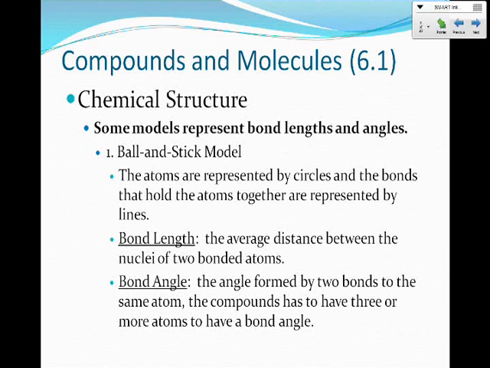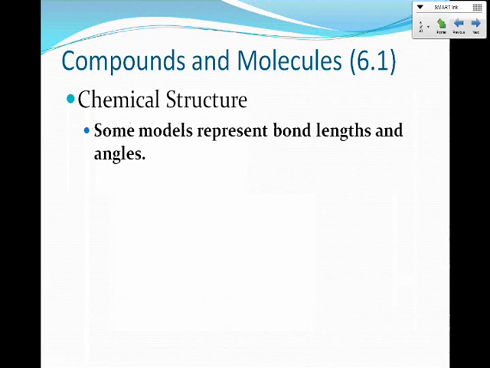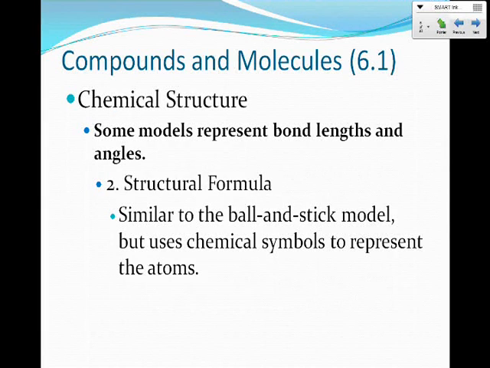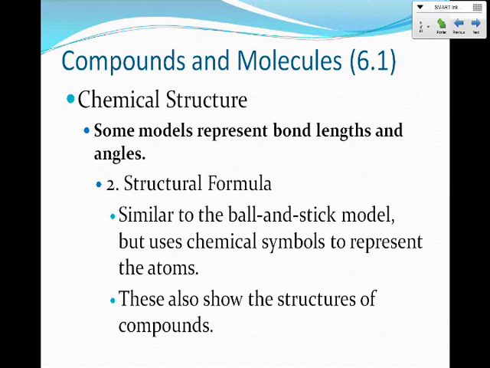The second type of model that shows bond lengths and bond angles is the structural formula. Now, a structural formula is similar to the ball and stick model, but it uses chemical symbols, or element symbols, to represent the atoms instead of circles or balls. These also still show the structures of compounds. They just use the element symbols instead.